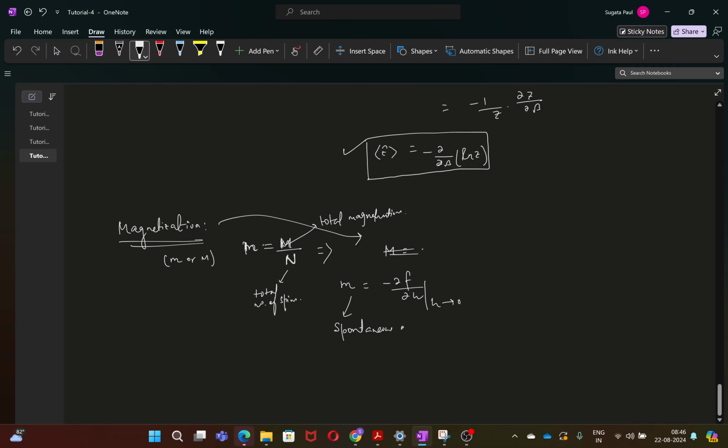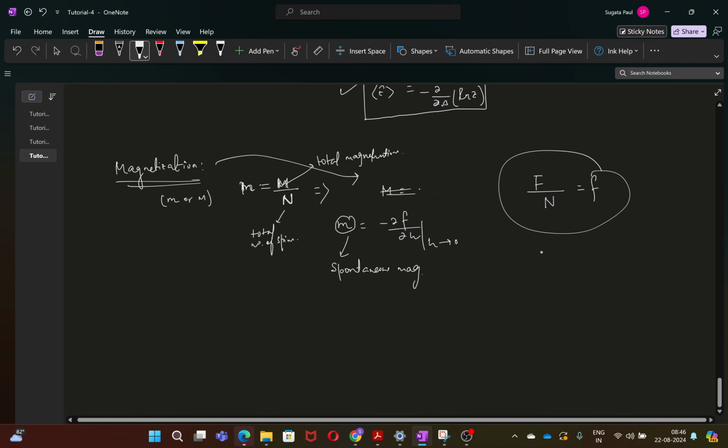This spontaneous magnetization is represented as a first order derivative with respect to the field of the free energy, which is basically your Helmholtz free energy. The Helmholtz free energy is capital F, but when you take it per spin, it becomes small f. Because we are taking small m, we have to take small f. If we were taking capital M, then we should have taken capital F. So this is the logic.